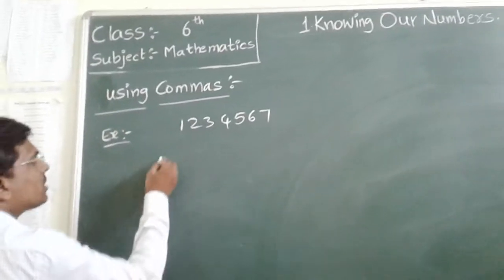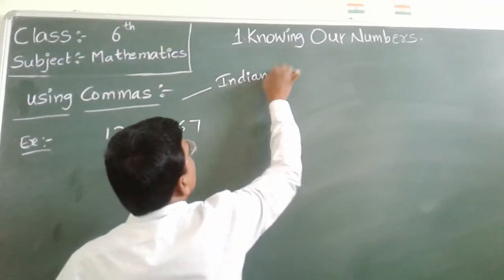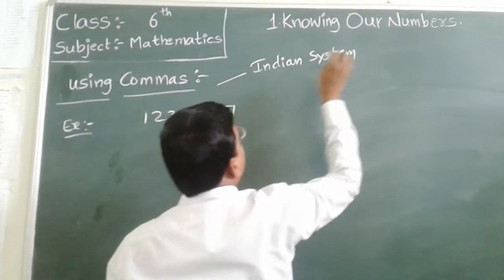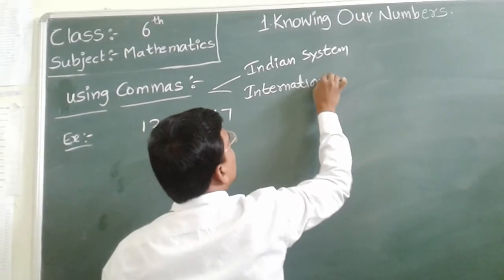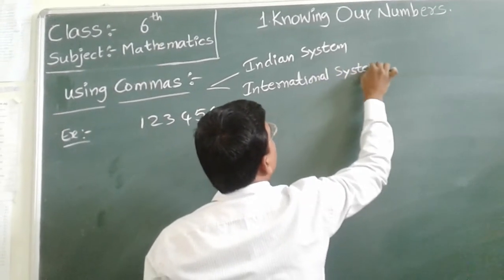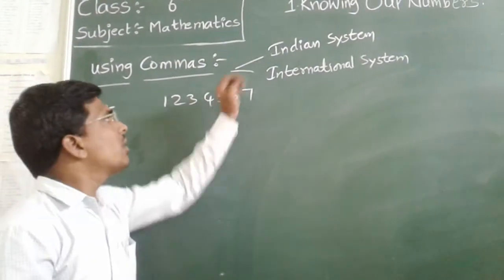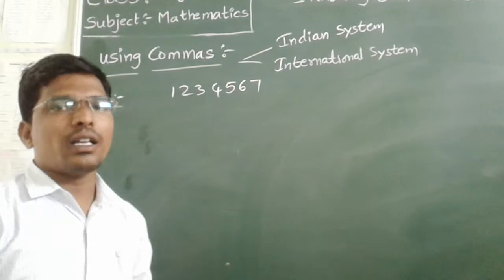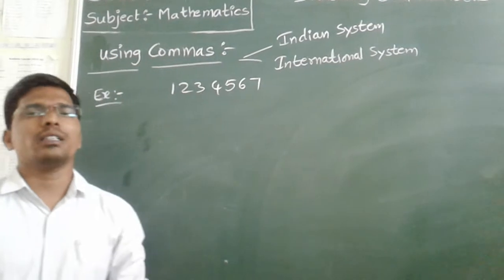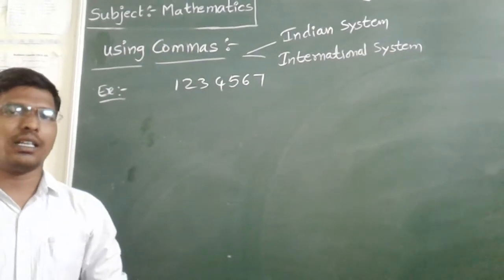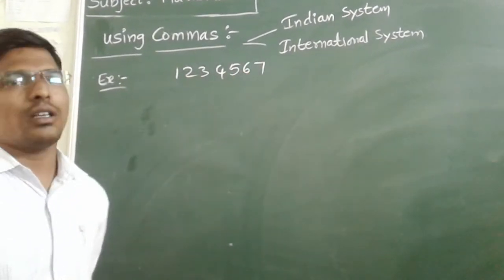Putting commas, we have two types of systems. First one, the Indian system, and second one, the international system. For keeping commas in bigger numbers we have these two types of systems. By using these two systems we can read bigger numbers very easily, and we can also write the numbers.